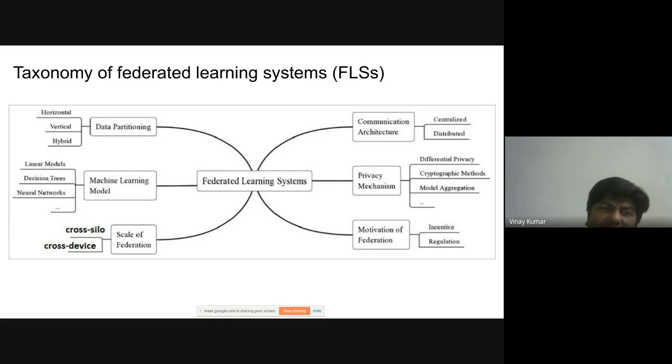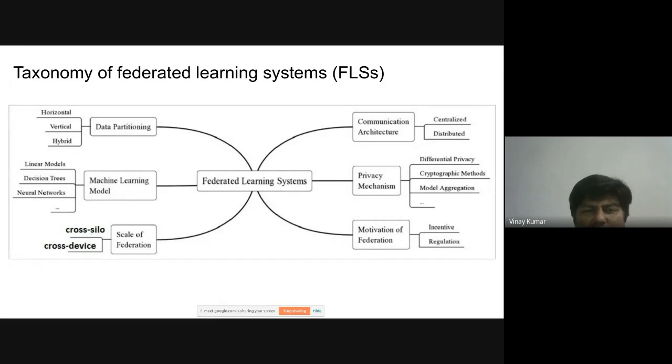Then we have machine learning models. Since federated learning is used to solve machine learning problems, the party usually wants to train a state-of-the-art machine learning model on a specified task. So there have been many efforts in developing new models or reinventing current models for the federated setting.